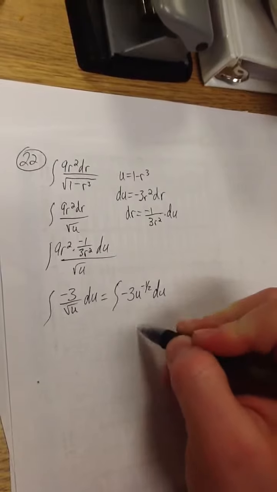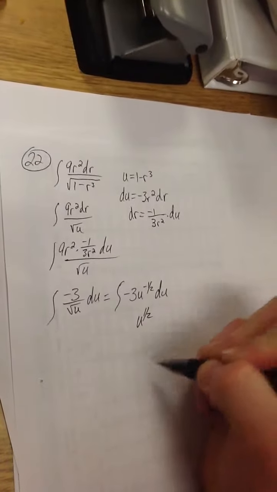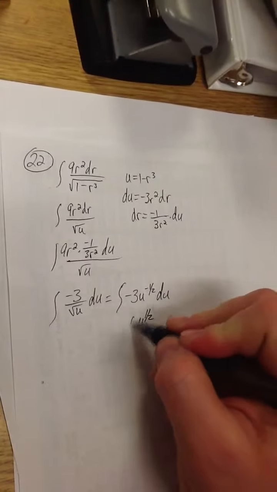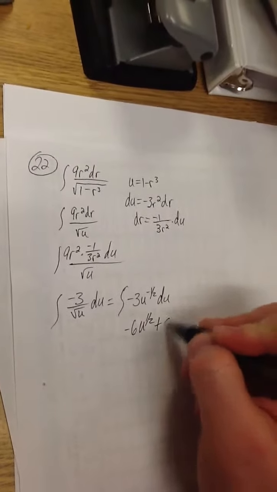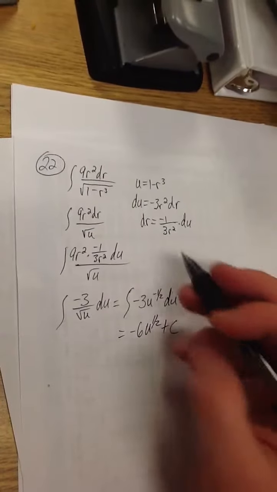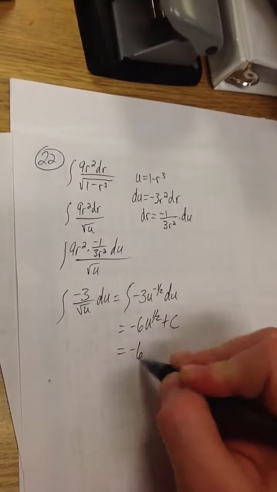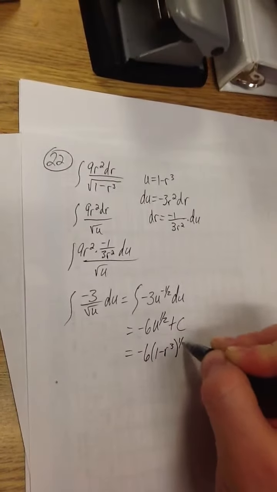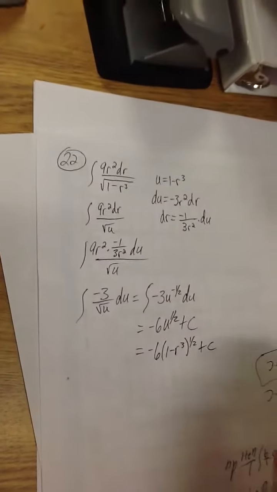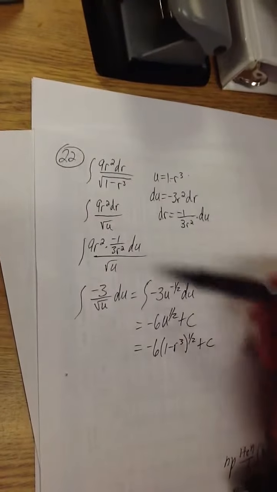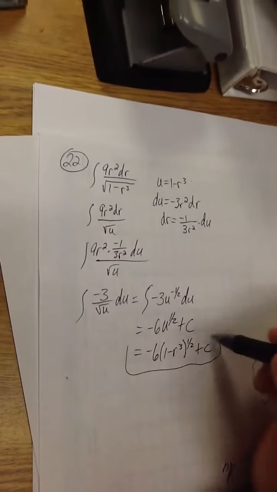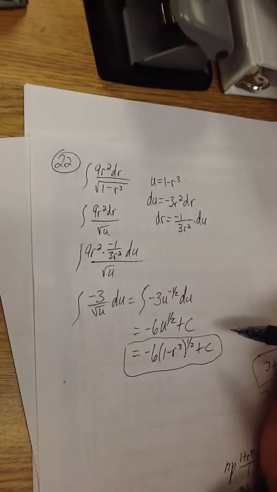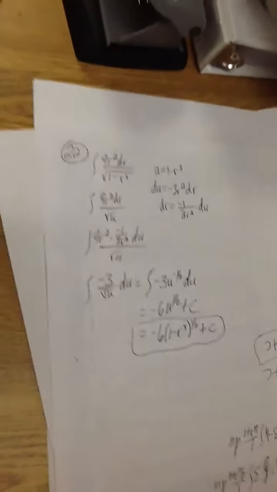See, if that's u to the negative 1/2, that would be u to the positive 1/2 is what it used to be before I do the derivative. So 1/2 times what gives me 3, that would be 6. It needs to be negative, plus c, and then put u back in. So it's negative 6 times 1 minus r to the third to the 1/2 plus c. All right, u comes back in. That's it. And the next one.